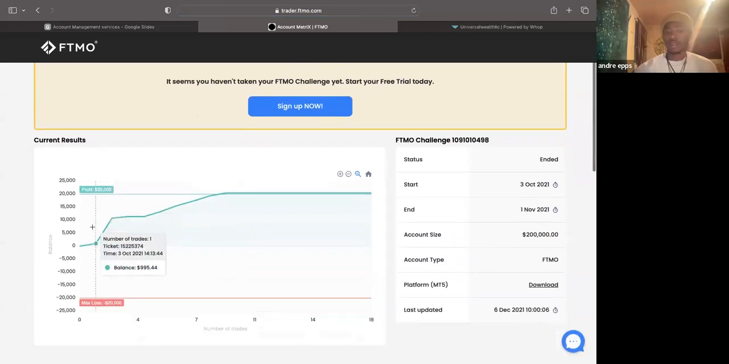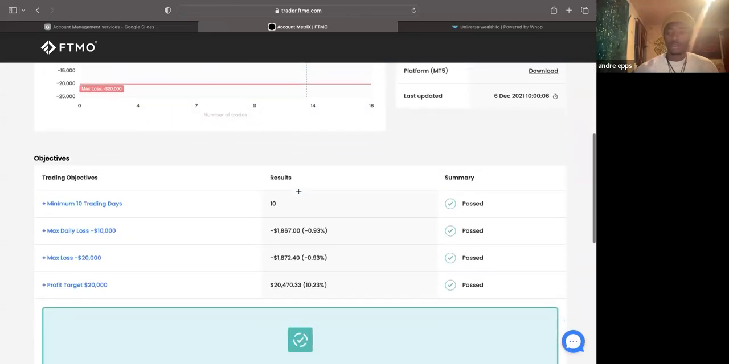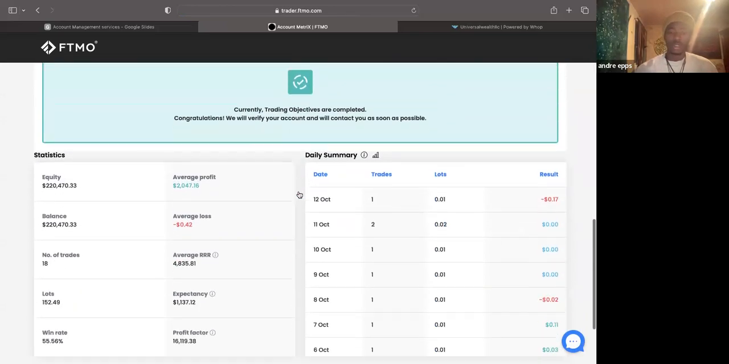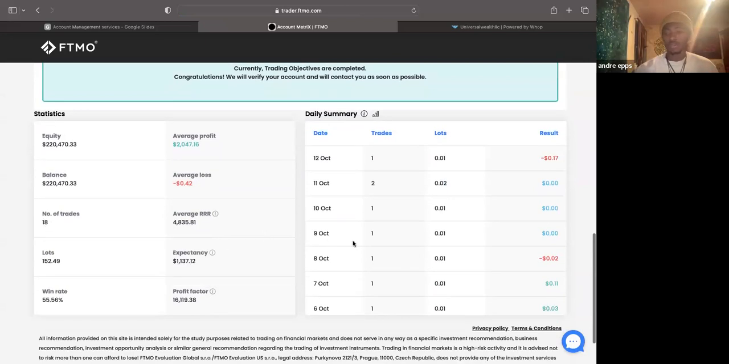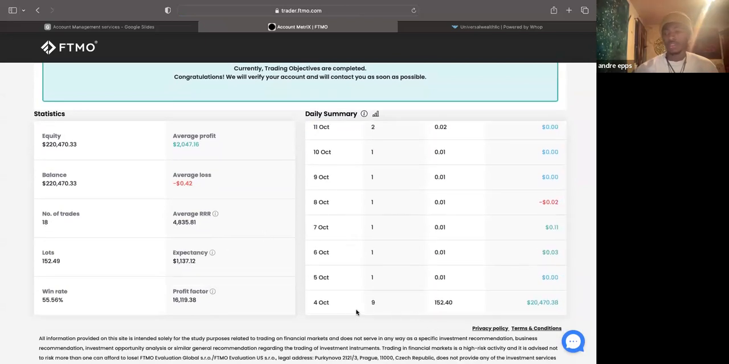And then the same thing here. Here's another account that we actually passed. This one's from October 3rd, 2021 to November 1st, 2021. So that's another month span. We were able to generate over $20,000. Passed the challenge as well. And again, the profit factor is higher. Granted, it only took 18 trades, so it managed to pass the challenge in 18 trades. It actually did this in one day. It took 9 trades on October 4th, and it generated $20,000 from that day.